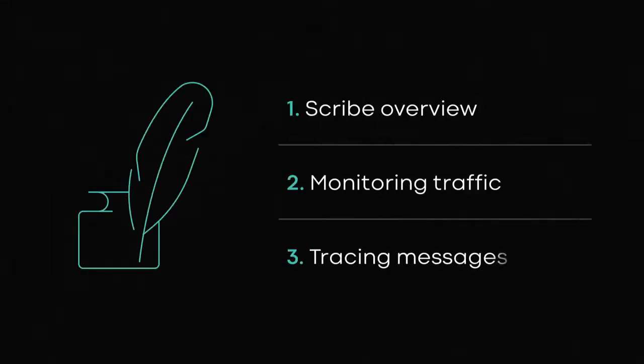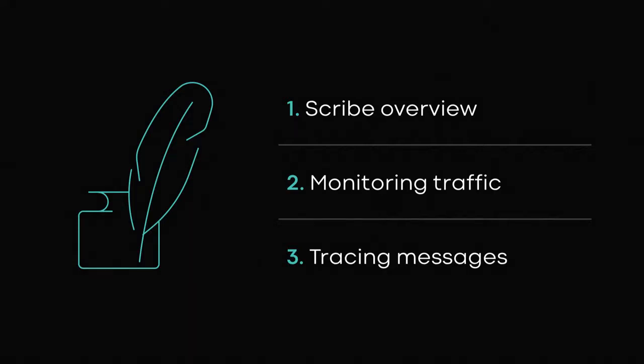In terms of what we're going to cover, we're going to start out by quickly going over the system as a whole, a bit of an overview. And then we're going to take a look at two aspects of observability, one around monitoring traffic as a whole, and the other one around our specific tracing that we do for Scribe.